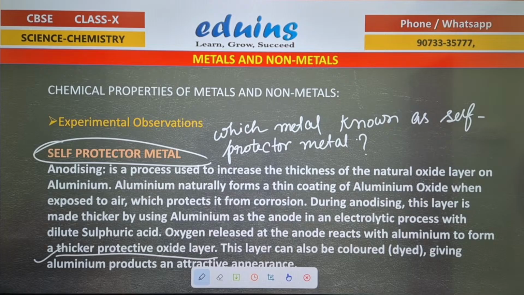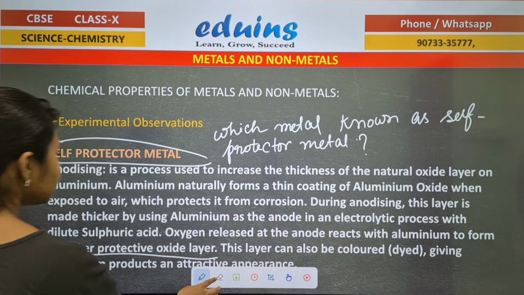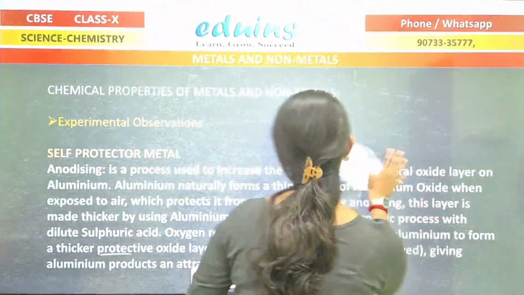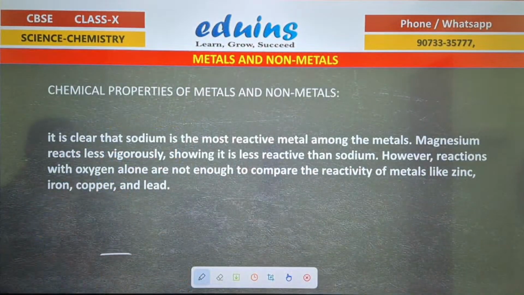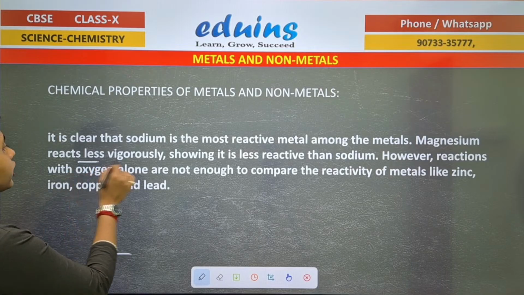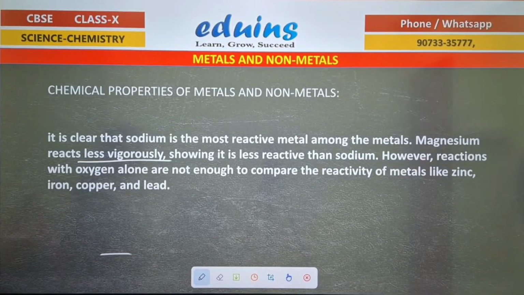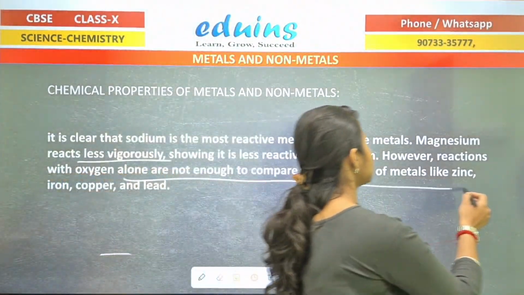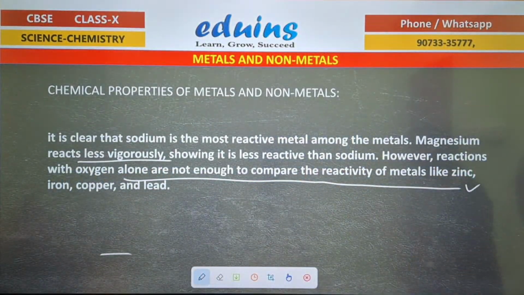Okay. Now, so let's study further. It is clear that sodium is the most reactive metal among the metals. Magnesium reacts less vigorously, showing it is less reactive than sodium. However, reactions with oxygen alone are not enough to compare the reactivity of metals like zinc, iron, copper and lead. We know that?